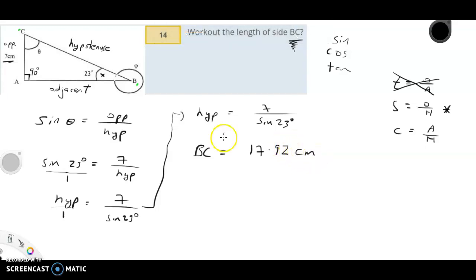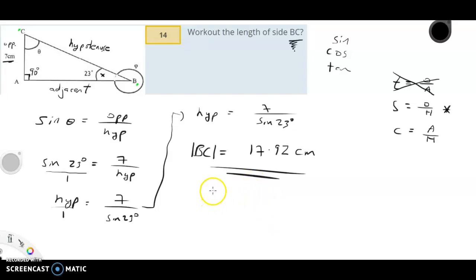Now, strictly speaking, you should have bars there because that indicates the length between B and C, the distance between the points B and C. And that's your answer, 17.92. A quick check, that should always be the longest side in the right angle triangle, and it is longer than 7. So, seems reasonable.